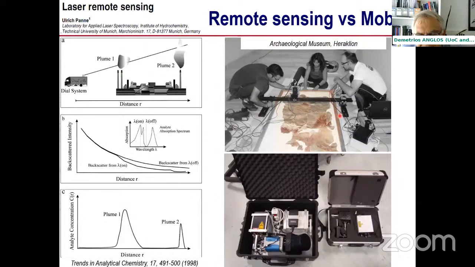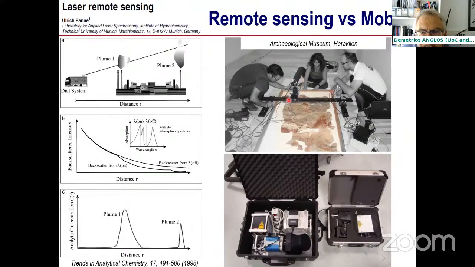On the right-hand side of the slide, we see a mobile system. It's not in an industrial or environmental application, it's on a heritage application. This is something that we do in our lab, and I will show you some examples. But what you see here is basically a snapshot of a campaign we had some years back in the Archaeological Museum of Heraklion, looking at the pigments of that ancient wall painting.